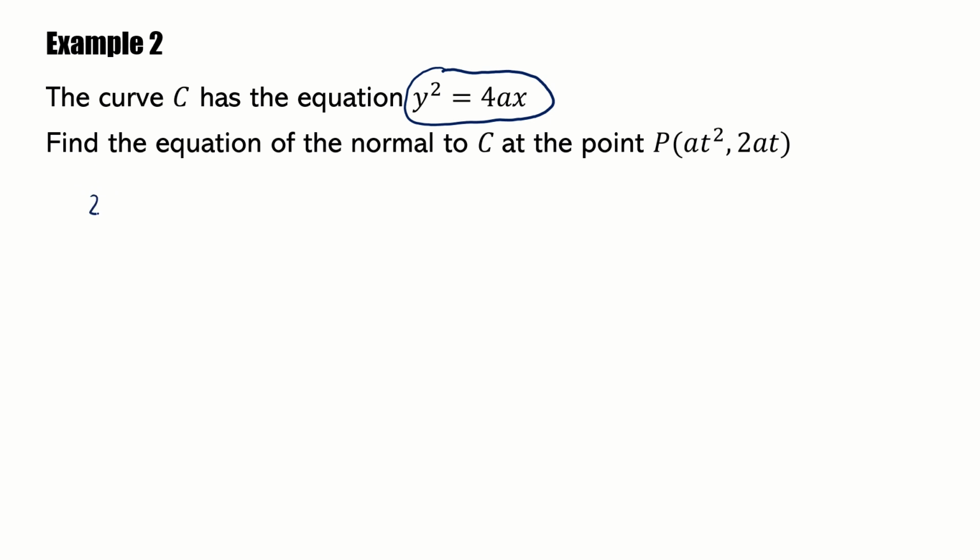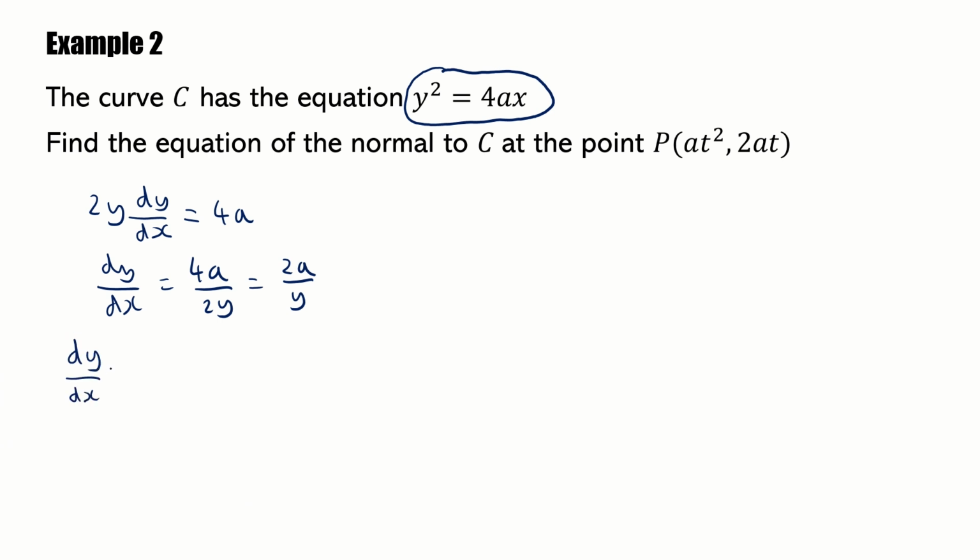y squared would differentiate to 2y, but then multiply by dy dx if we're differentiating with respect to x. 4ax would differentiate to 4a, meaning we could get dy dx is equal to 4a divided by 2y, which could simplify to 2a over y. Therefore, if you wanted to find dy dx at P, all you've got to do is plug in the coordinates into the relevant places. So it would be 2a over the y coordinate, which would be 2at, which then, of course, simplifies to 1 over t. So that's ultimately one way of finding what dy dx is.